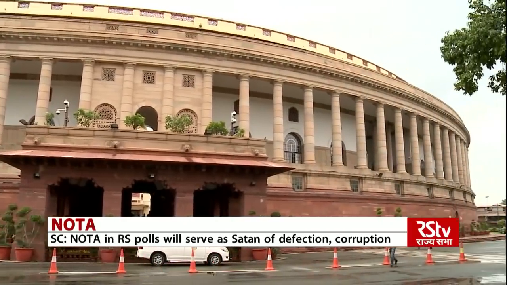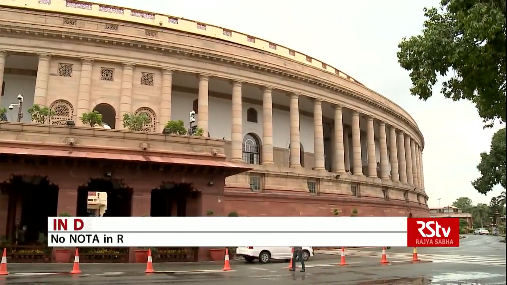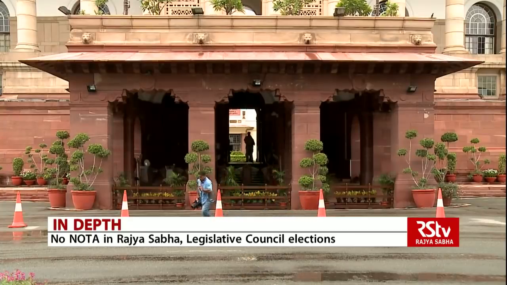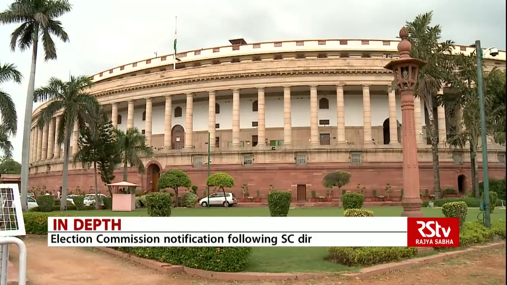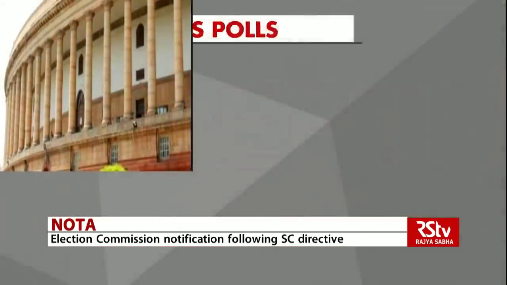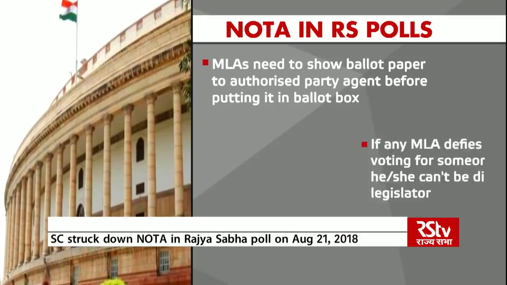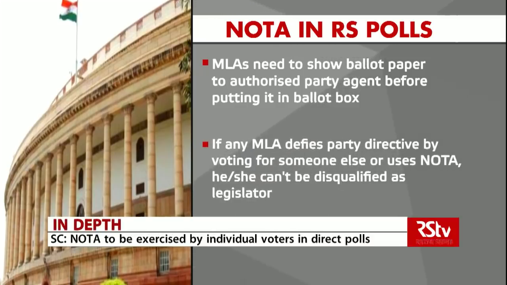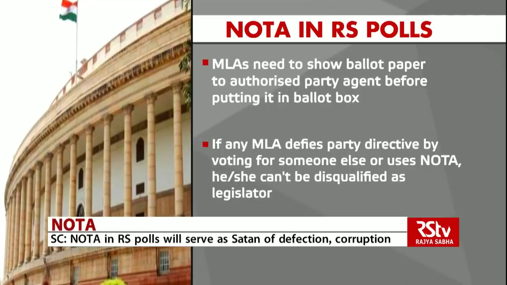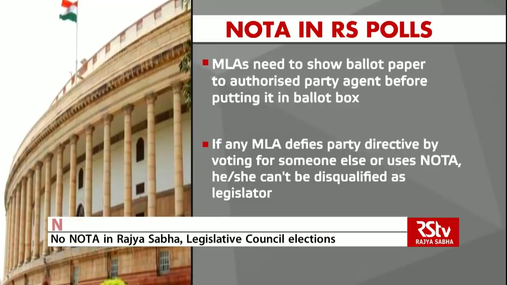However, the BJP-led NDA government supported the petitioner in seeking to disband NOTA in Rajya Sabha polls that witness indirect elections. In Rajya Sabha elections, the MLAs have to show their ballot paper to an authorized party agent before putting it in the ballot box. If any MLA defies the party directive and votes for someone else or uses the NOTA option, he or she cannot be disqualified as a legislator.